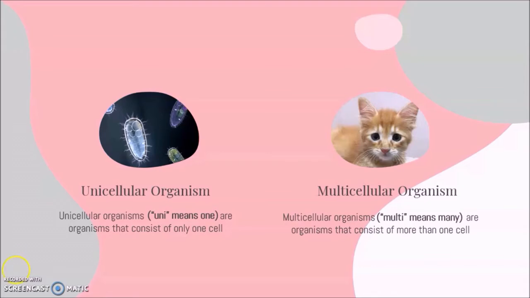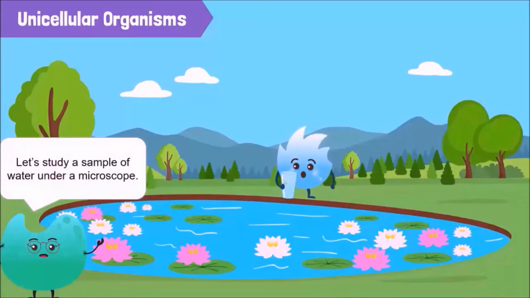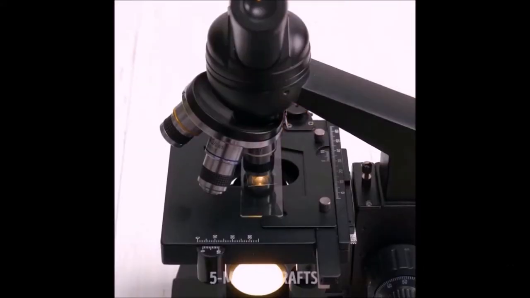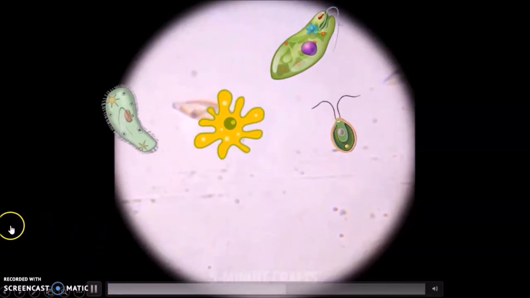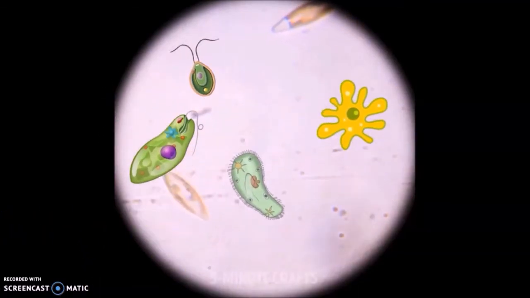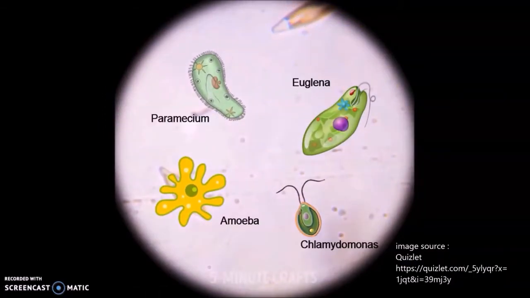So first, let's take a look at unicellular organisms. Let's get some water from the pond and study it under a microscope. We could not see them before because a single cell is impossible to see with the naked eye, which is why we are using this microscope. Let's look at euglena.